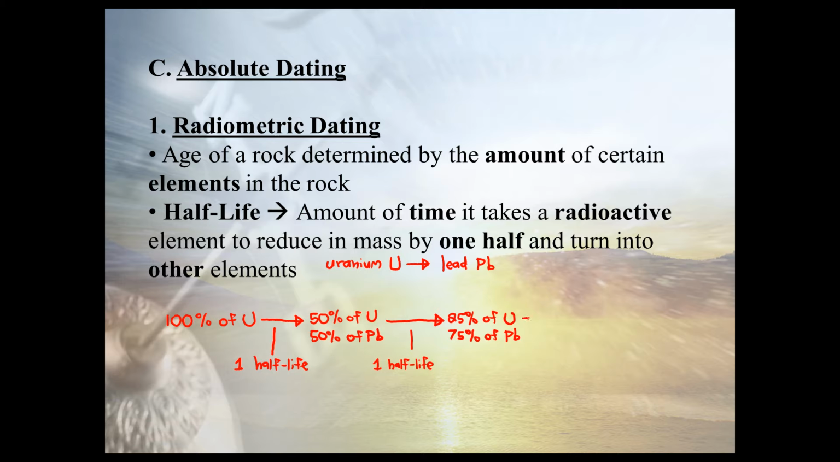Let's go through another half-life. So if you start with 25% of uranium and you go through one half-life, then the mass of uranium is going to get cut in half. So half of 25% would be 12.5% of uranium. Then how much lead would we have now? Well, more of the uranium's turned into lead. So now we'd have 87.5% of lead. Okay, and that's another half-life.